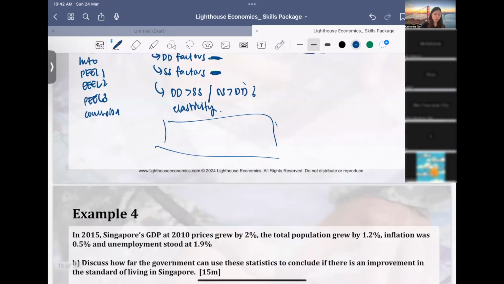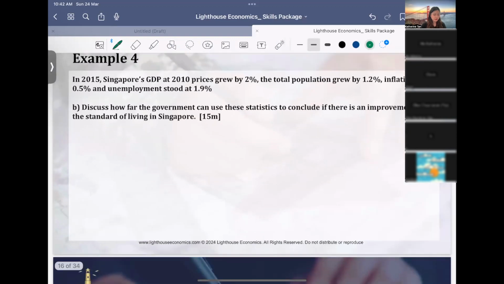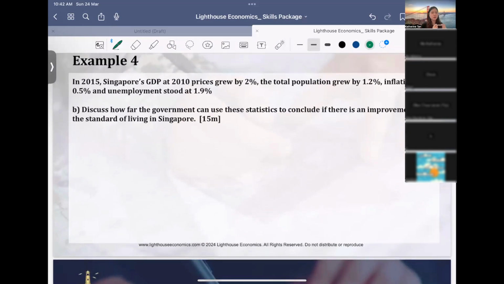Why does elasticity influence price? This is quite an important concept. So if you don't know, you can also ask me after class. I won't go through it. Okay, last example.